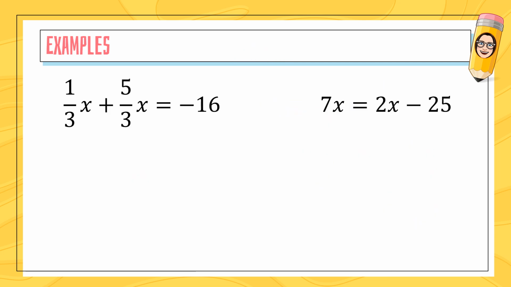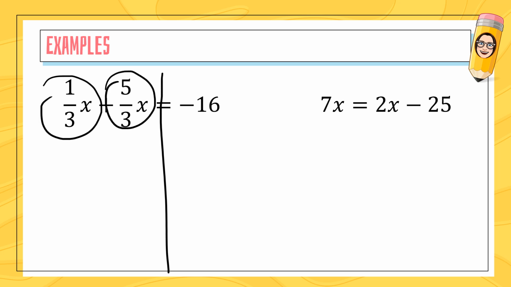All right, this next one. This looks a little different. Look at that left side. These are like terms. I have 2 variables. So let's combine them right away. If I have 1/3 and 5/3, remember in order to add fractions, you need a common denominator or a calculator. Get familiar with yours. And then we add the numerators.